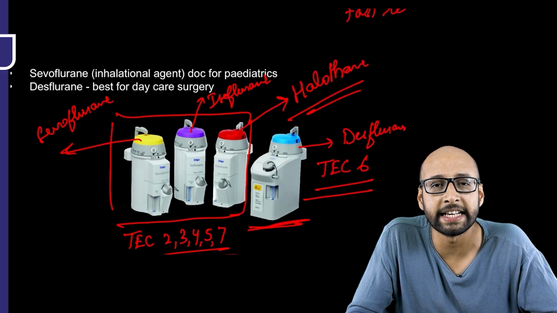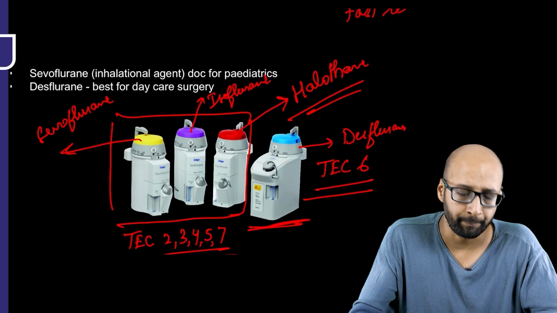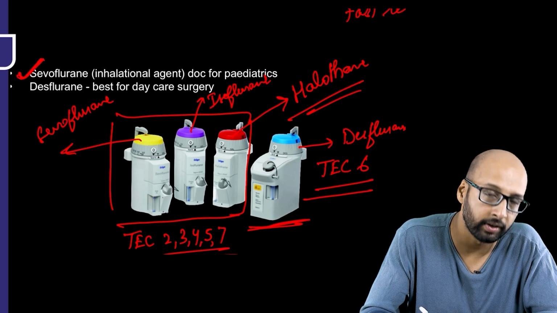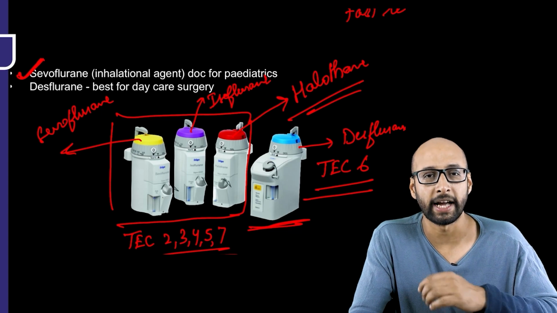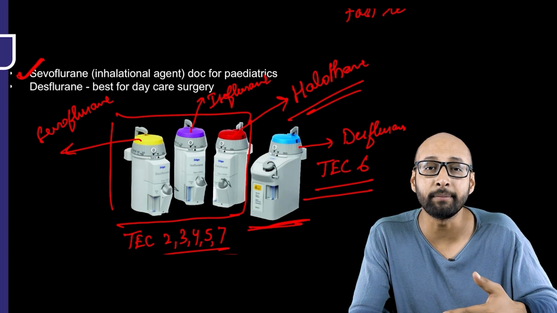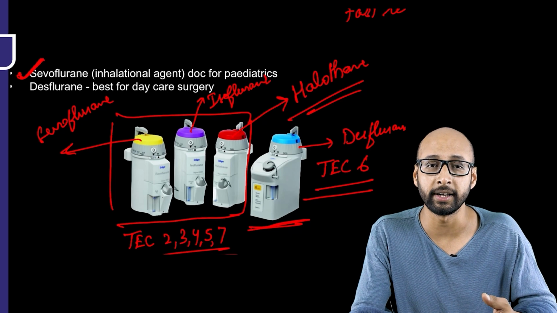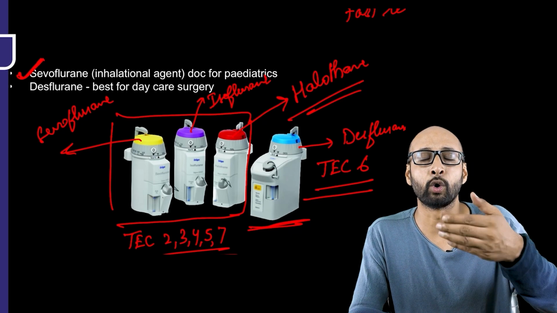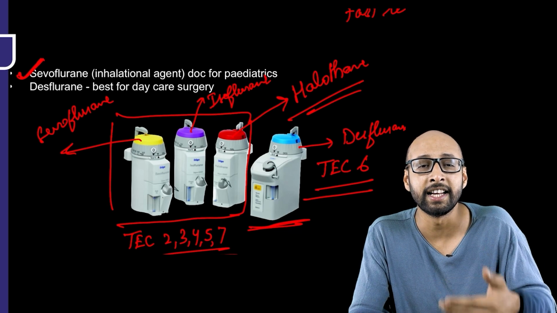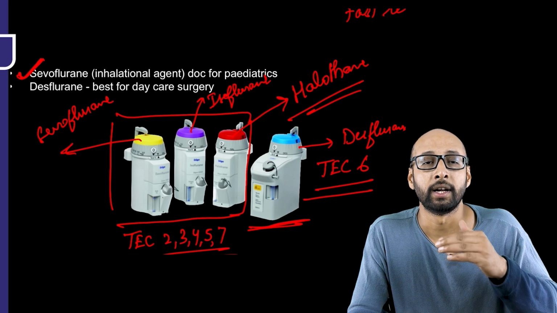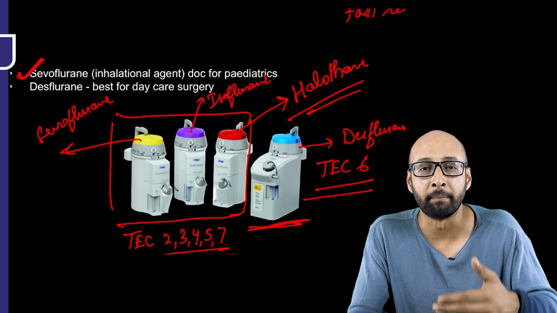Now, sevoflurane is the best drug for pediatric age groups. Why? Because it is the second fastest induction agent and it has a good smell. And since it is a fast induction agent, the recovery from sevoflurane is better.